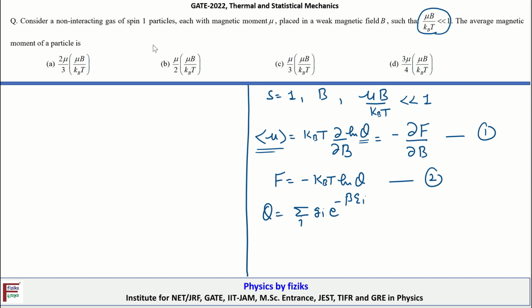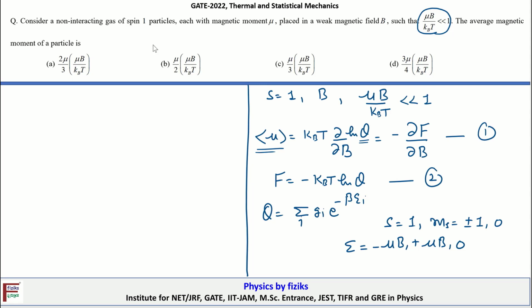Okay, now for S equal to 1, the corresponding values for m_s are plus minus 1 and 0. And the corresponding interaction energies of the spins when placed in a magnetic field are minus mu B, plus mu B and 0. Minus mu B corresponds to m_s equal to minus 1, plus mu B corresponds to m_s equal to plus 1, and 0 corresponds to m_s equal to 0. So we have three possible interaction energy values.